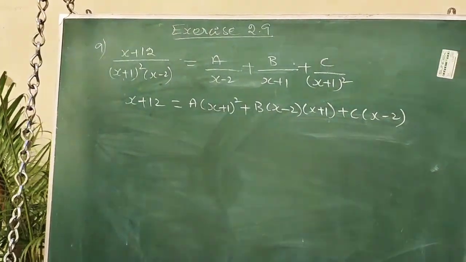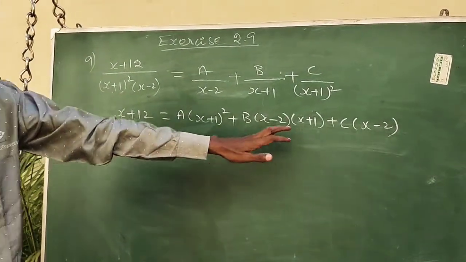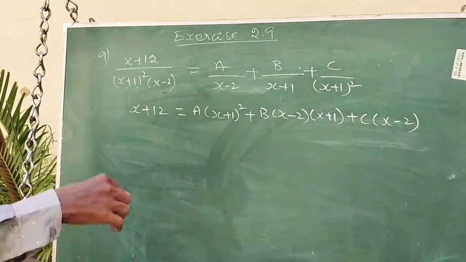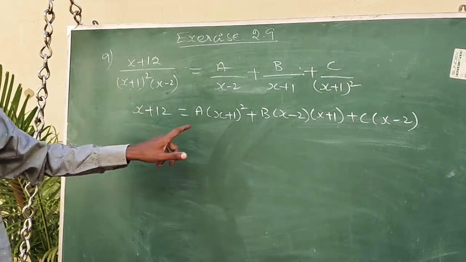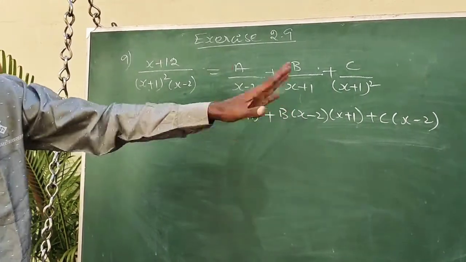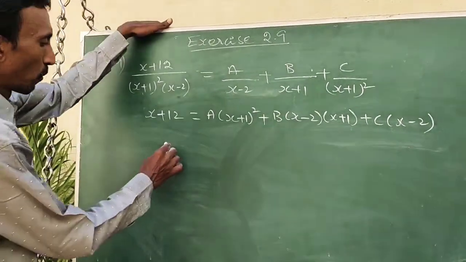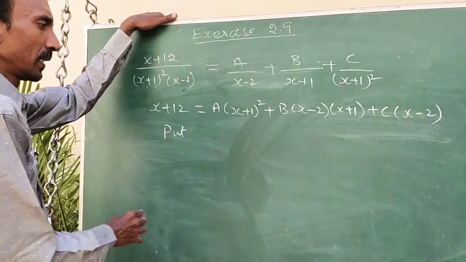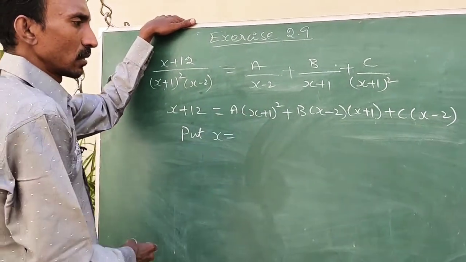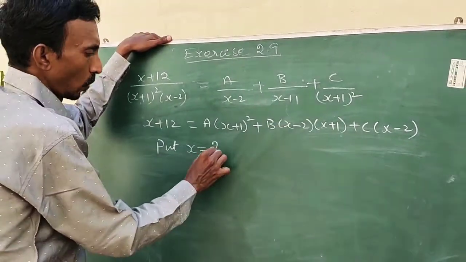As in the previous question, our aim is to eliminate these constants a, b, c by putting some random values. Most probably, for which values do the maximum terms become 0? So put, okay, x equal to 2.